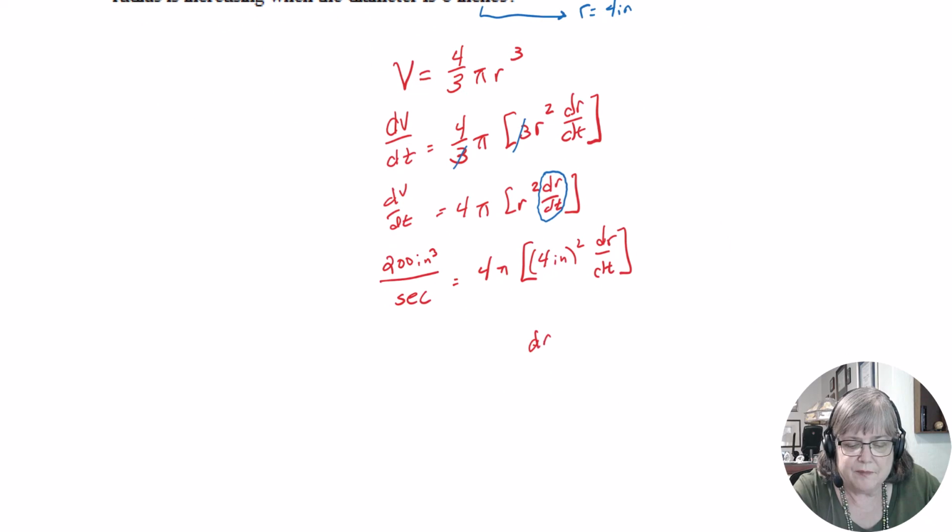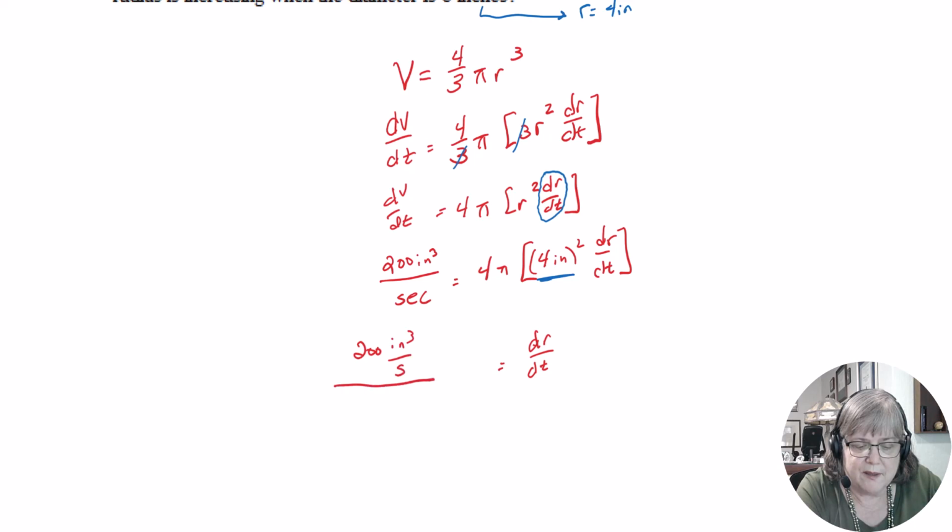All right, 4 times, let's look at these parts right here. So 4 squared is 16 times 4 is 64. So what I'm going to be dividing is 200 cubic inches per second divided by 64 pi square inches, right? Because this right here is 64 pi square inches.